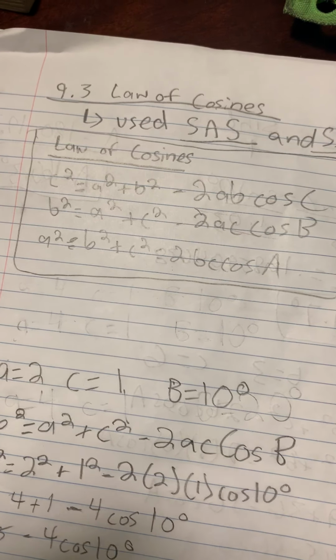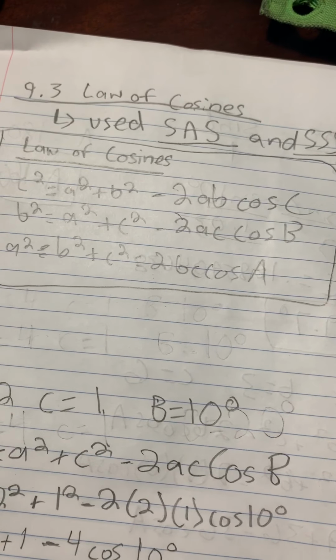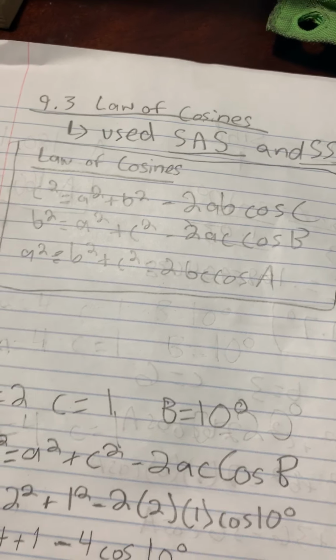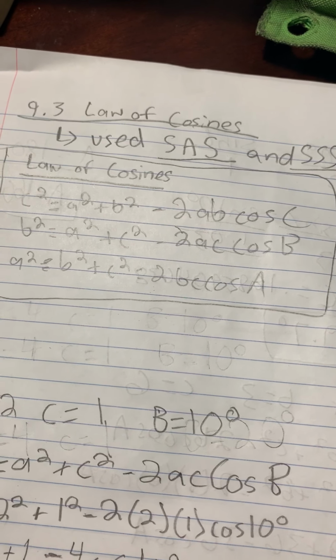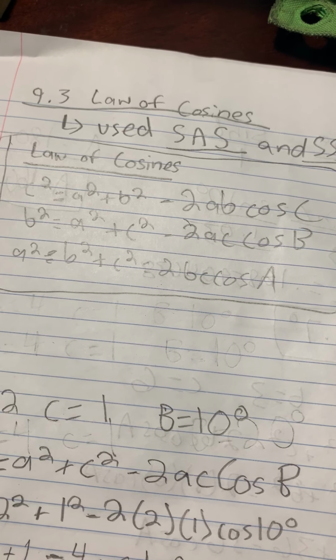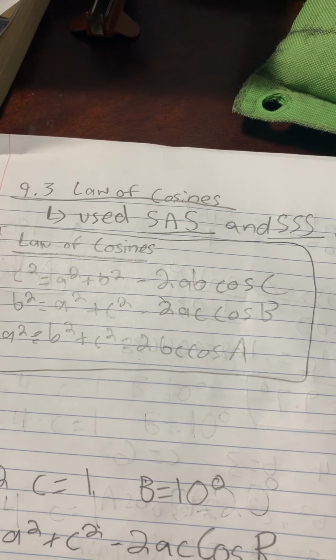So the first equation is c squared equals a squared plus b squared minus 2ab cos C. The second equation is b squared equals a squared plus c squared minus 2ac cos B. And the third equation is a squared equals b squared plus c squared minus 2bc cos A.